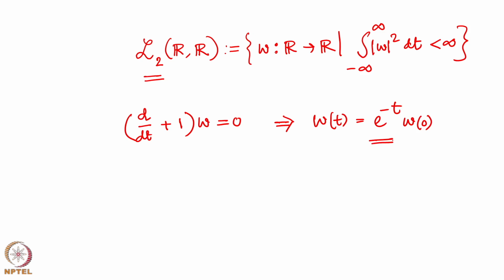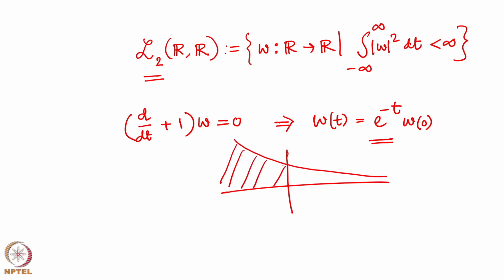And is this finite energy? Of course it is not. The square integral from minus infinity to infinity is certainly not less than infinity. So this does not belong to L2. So the only solution in L2 that also satisfies this differential equation is when W is identically 0. That is the only solution.